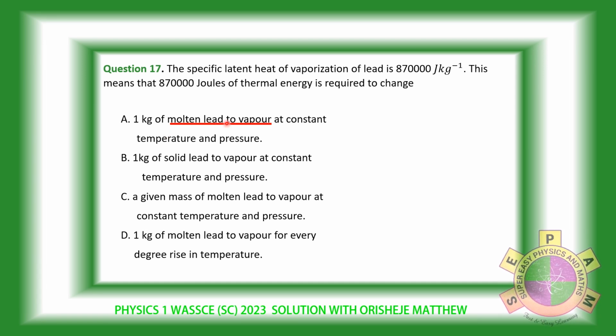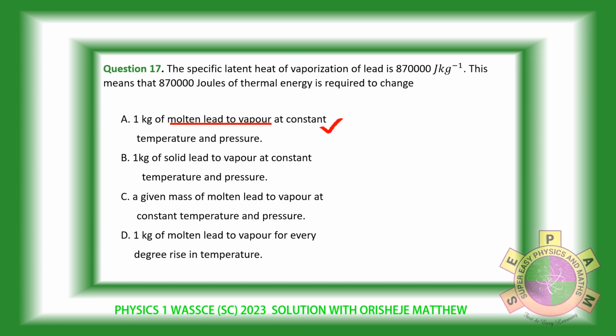So the latent heat of vaporization is the amount of heat needed to convert 1 kg of liquid to gas at the boiling point. So that means since it is molten lead, a solid that is in the molten state, the latent heat of vaporization is the energy needed to convert 1 kg of molten lead to vapor at constant temperature and pressure. So the correct answer is A.